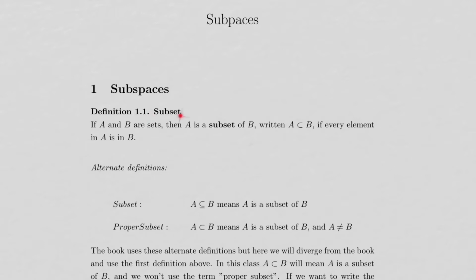First, we'll define what a subset is. If A and B are sets, we say A is a subset of B, written with this symbol that looks like a sideways capital U, if every element of A is in B. So it's very straightforward. If every element in one set A is also in another set B, then we say A is a subset of B.